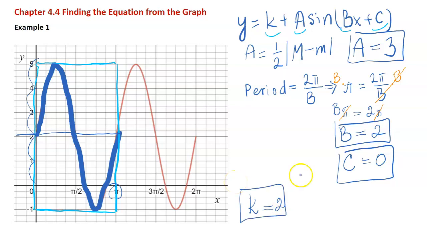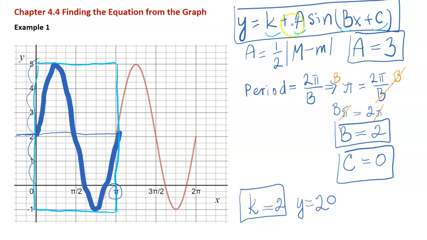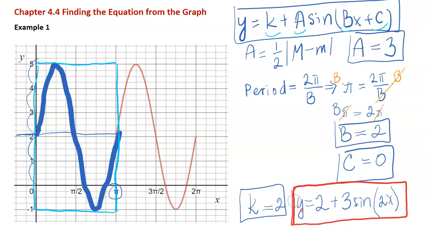Let's now transfer the coefficients that we found into the general form of the sine equation. Y equals 2 plus 3 sine. Coefficient B is equal to 2, and coefficient C is equal to 0. Here's the equation of this graph. Y equals 2 plus 3 sine of 2x.